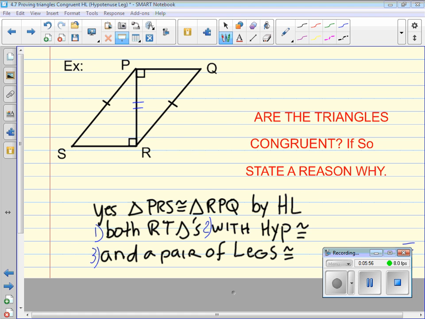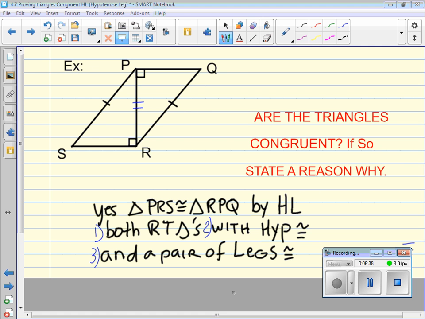I say yes, because I'm answering the question, are the triangles congruent? Yes, triangle PRS, those are in alphabetical order, is congruent to RPQ. Now, those are not in alphabetical order, but they correspond. Angle P and angle R represent the same angles as well as R, as Q and S do, okay? All right, so I said the 2 triangles are congruent by HL, and then underneath it I state my reasons, 1, 2, and 3. Both right triangles with hypotenuse congruent, that's the number 2, and then a pair of congruent legs. Okay, very good.